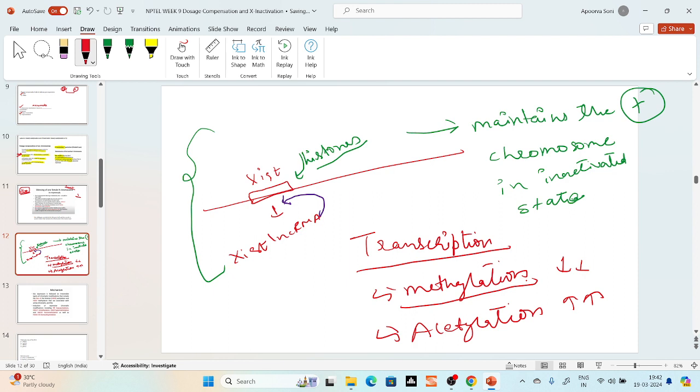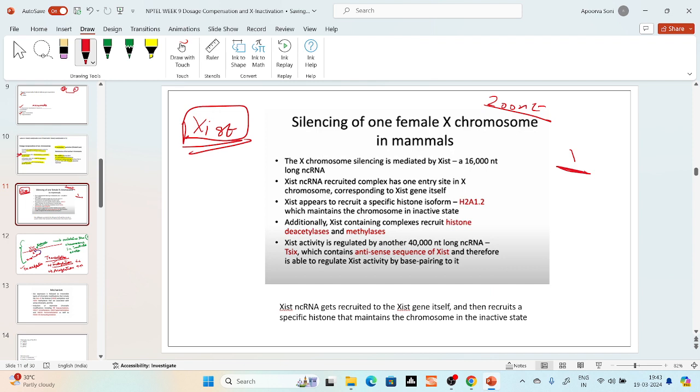So what does it mean? It means that if the transcription of X chromosome has to be stopped, there has to be an increase of methylation and an increase of deacetylation. That means, because acetylation is increasing transcription, and the opposite of acetylation is deacetylation. So if both this deacetylation and methylation are increased, then the transcription would be inactivated. So this is what Xist does, that it recruits some histone deacetylases and methylases, which deacetylate and methylate the histone proteins, and therefore the expression of one of the X chromosomes is stopped.